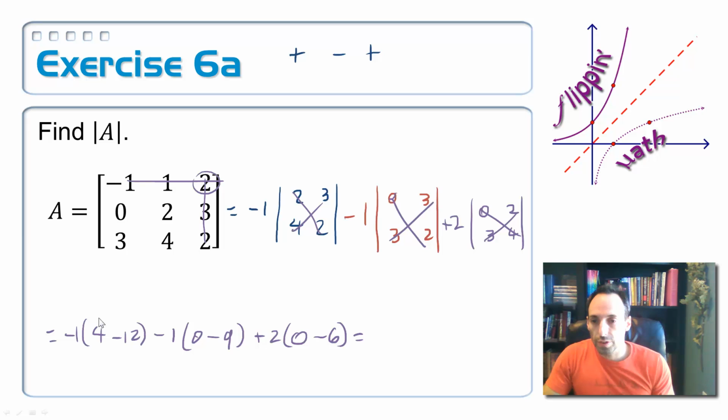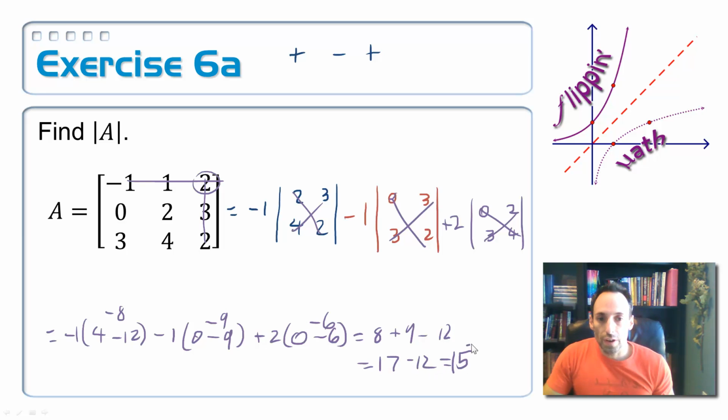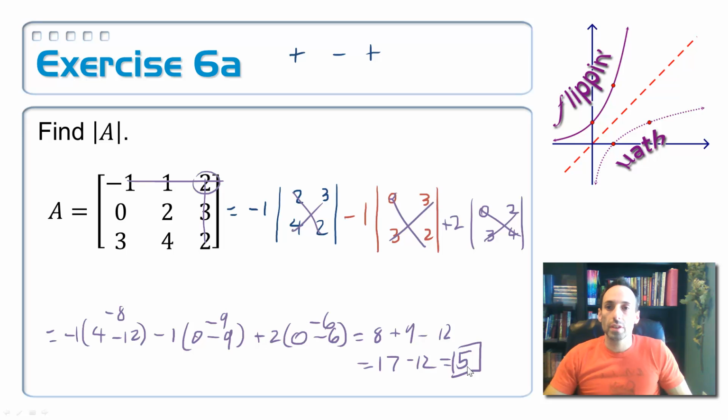Inside this first set of parentheses I have negative 8. Negative 1 times negative 8 gives me positive 8. Here I have negative 9. Negative times that negative makes that plus 9. And this is a negative 6. 2 times that is negative 12. Here I have 17 minus 12, which is 5. There is the determinant of that 3 by 3 matrix using expansion by minors.